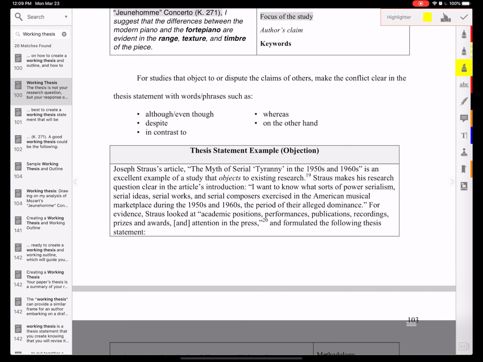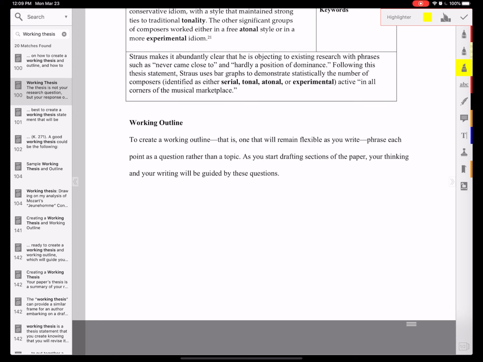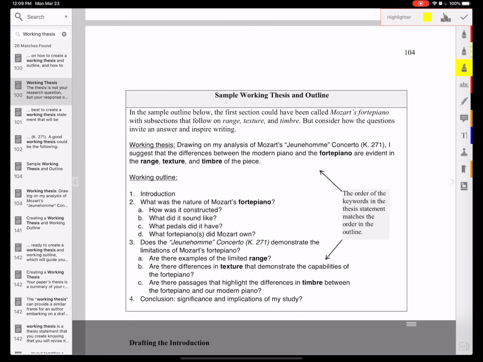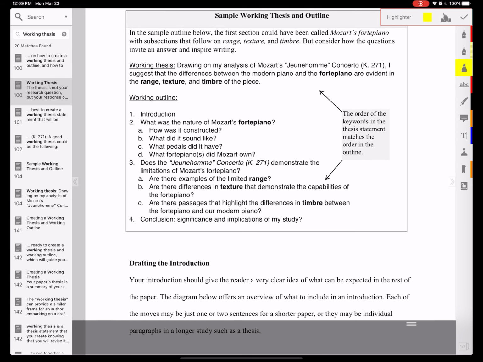Now, you can look at another thesis statement example, and then look at this working outline that the student has created. So obviously, he's going to start with an introduction, and then one of the most important things that I'd like to stress is make each one of these points a question. It's going to be easier to write if you go through your paper just answering the questions in your working outline.